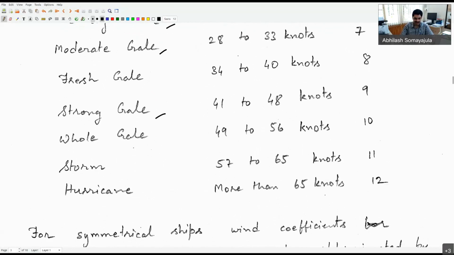Okay, you can see that 65 knots corresponds to how much in meters per second? How much is it in meters per second? 1 knot is 0.5144 meters per second. So, 33 meters per second.